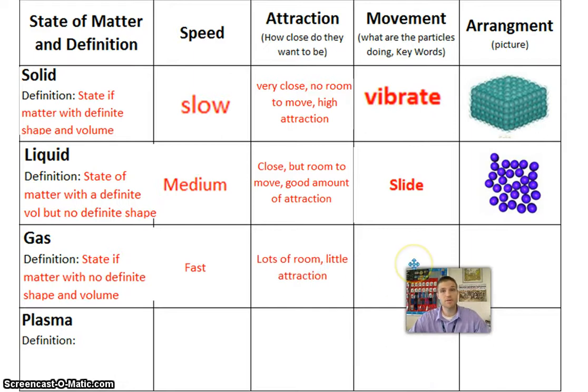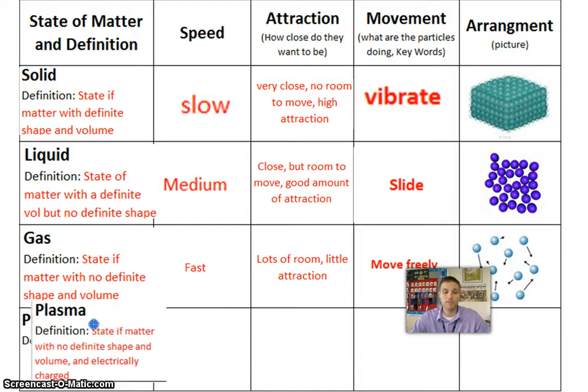They have lots of room, and they have little attraction. What that means is there's not a lot of them in each spot. They're able to move freely, and if we look at this picture, we can see. Here they are. There's a lot. They might be just as big as a solid, but when they move around, they have lots of room to move. They bump into each other, but they're not touching all the time.